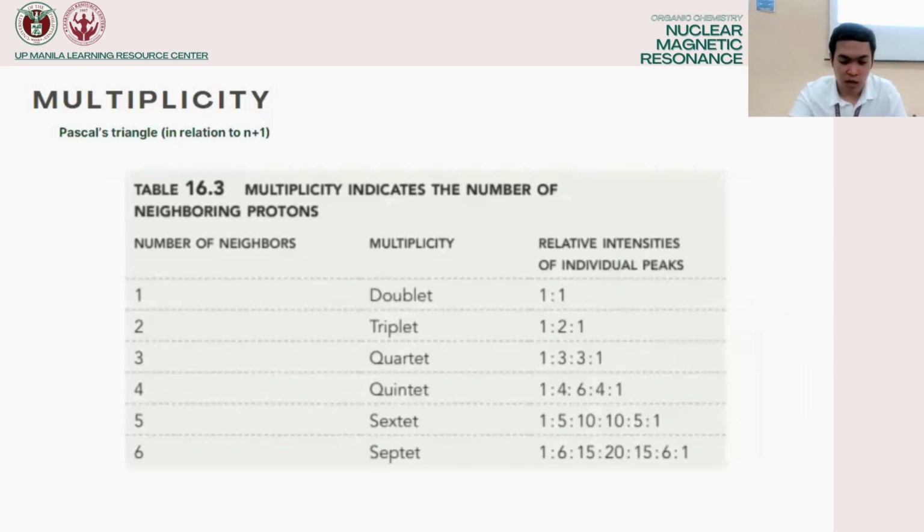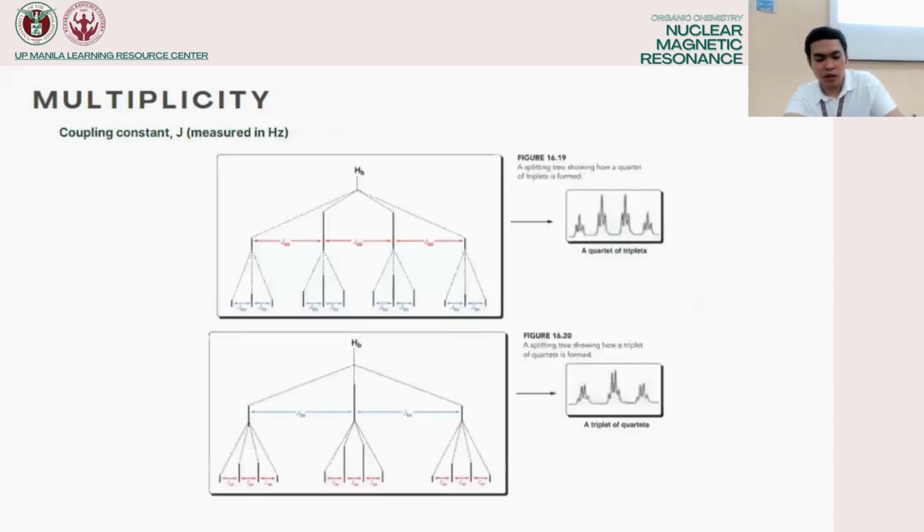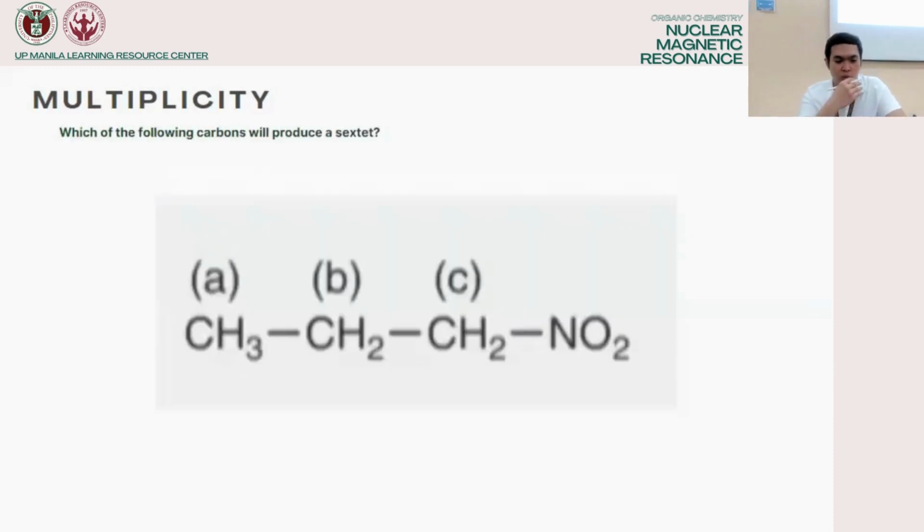Sige, medyo nakakalito to eh. Balik tayo. Sige nga, given tayo dito sa mga ito, which of the following carbons can produce a sextet?